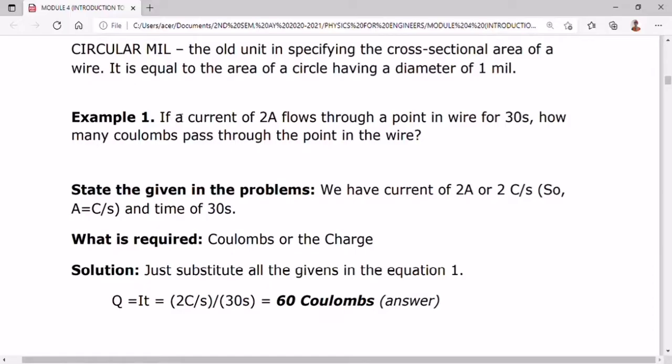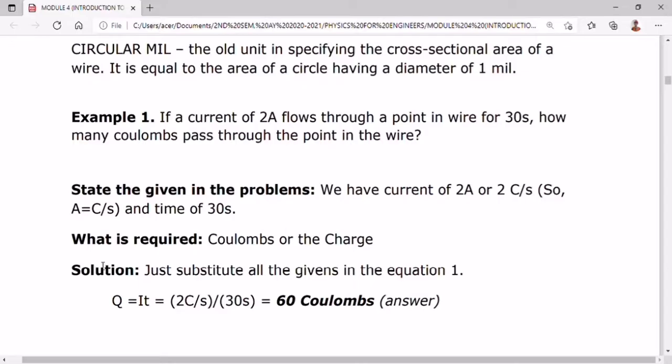Here, as the problem itself says, we have a current, 2 amperes, or 2 coulomb per second. Take note that ampere is equal to coulomb per second. Do not forget that. We also have 30 seconds here. This is our time. So how many coulombs pass through the point in the wire? We know that coulomb is a unit for the electrical charge. So what is asked is the coulomb, or the electrical charge.